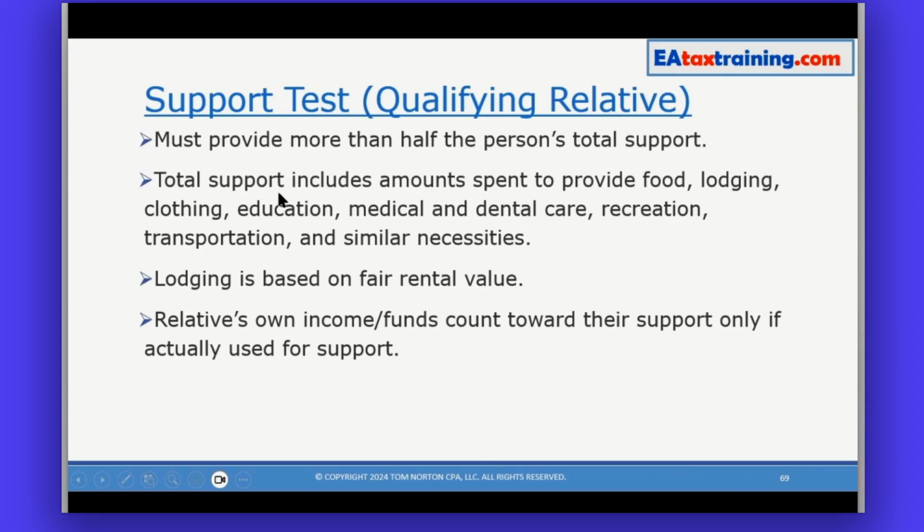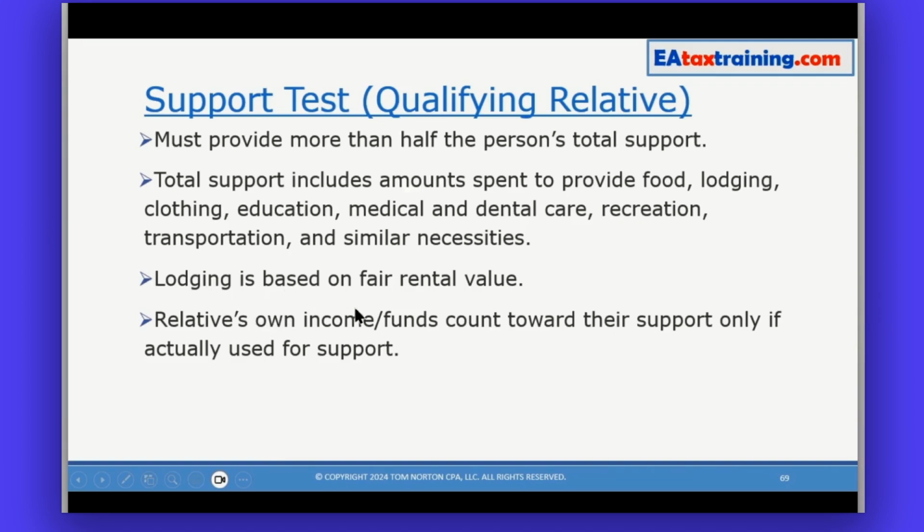Support test. When we talk about a qualifying relative, remember we said you have to provide more than half the support. We also said that for a qualifying child, the child cannot provide more than half of their own support. So what does that mean? Total support includes food, lodging, clothing, education, medical and dental care, recreation, transportation, and similar necessities. So when we're talking about support, we're talking about all of those things.